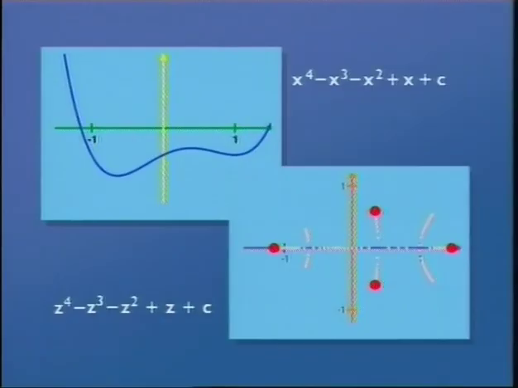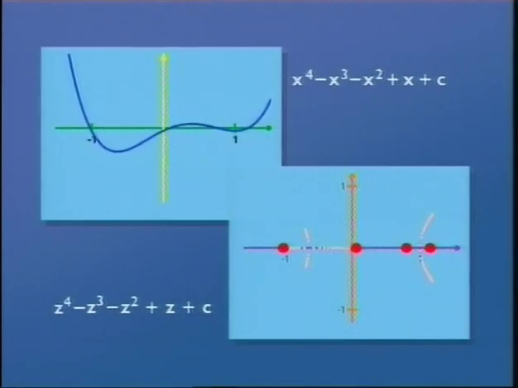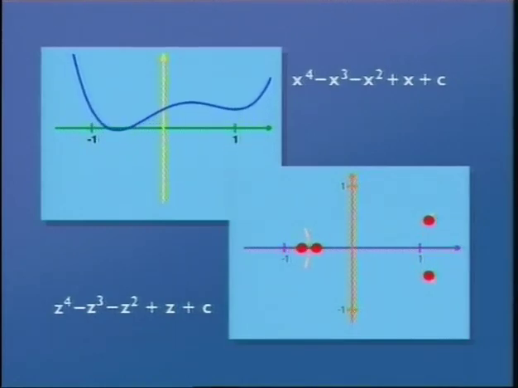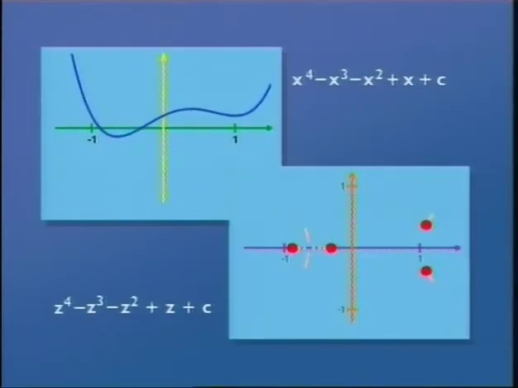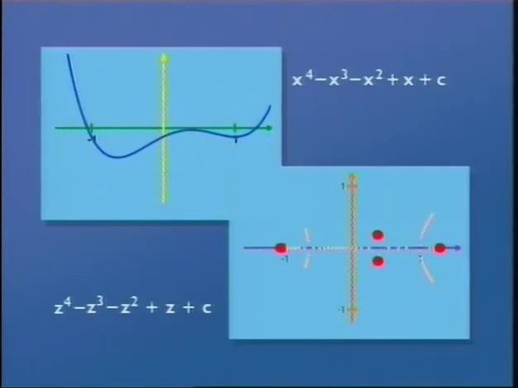The graph now only cuts the x-axis in 2 points. So quartic polynomials always have four roots, either as two pairs of complex conjugate roots, two real and two complex, or as four real roots.